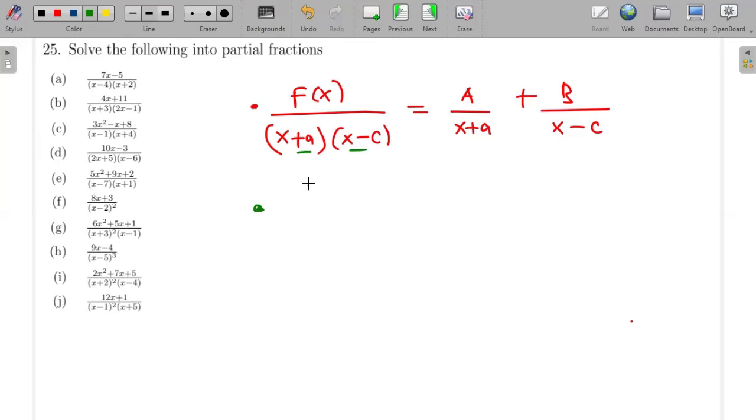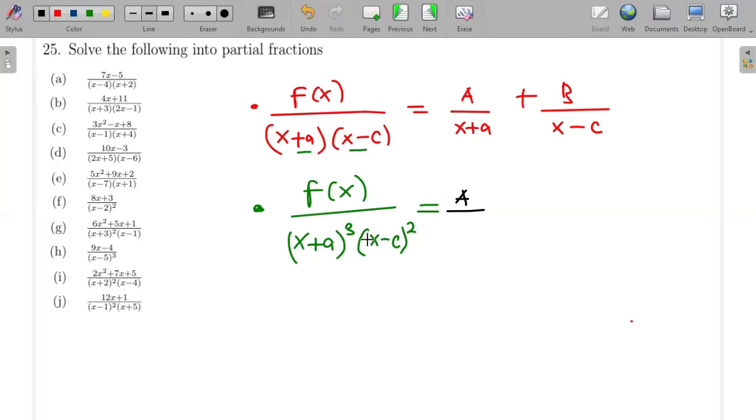What if you have repeating factors? Repeating factors simply means one linear factor is repeating more than once. So it might be x plus a to the power 3, and then x minus c to the power 2. So how do we handle these repeating factors? We're going to say a divided by, so I'll start with this one. The first factor that I'm going to write, I'm going to raise it to the power 1. So it will be x plus a to the power 1.